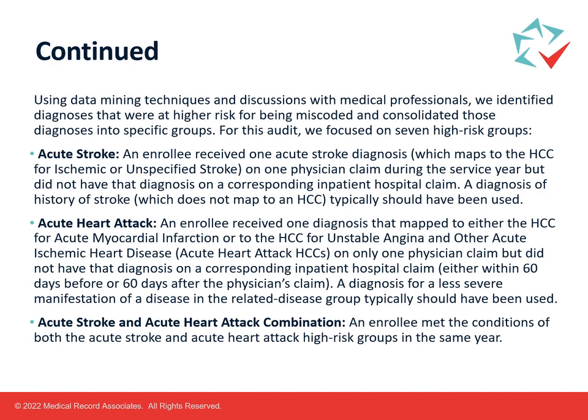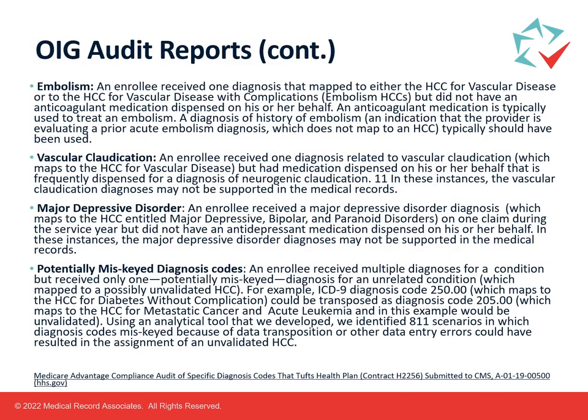Could have been unstable angina, could have been ischemic heart disease. And then there are those that had combinations of both acute stroke and heart attack in the data. Also, embolism, or what we call vascular disease, which has an HCC, was also identified as problematic. They did not have any anticoagulation medication dispensed, and the anticoagulation medication is typically used to treat embolism. So the data could tell them this.